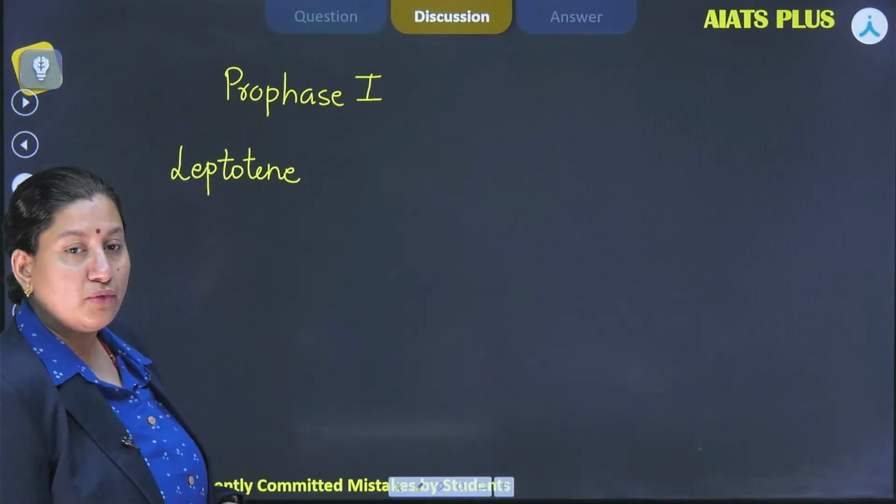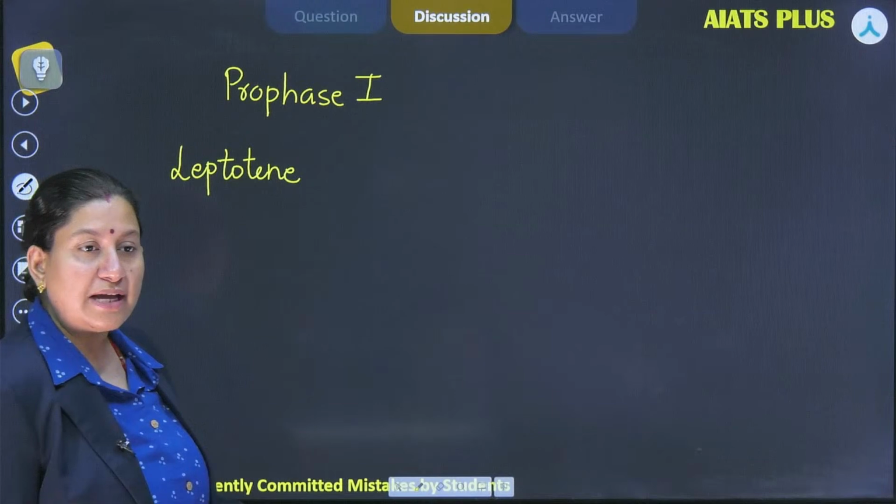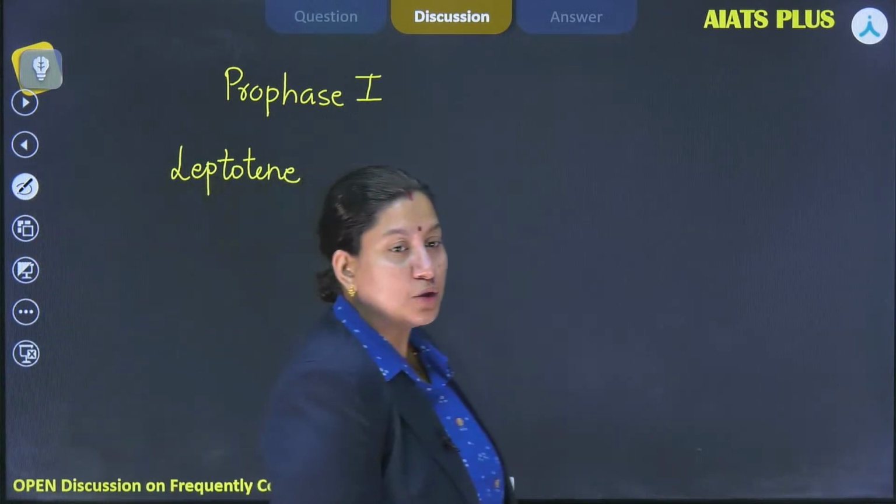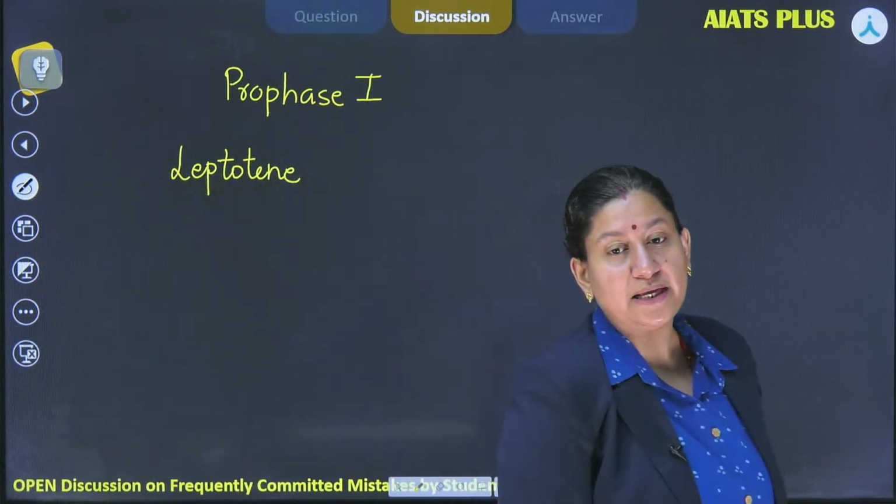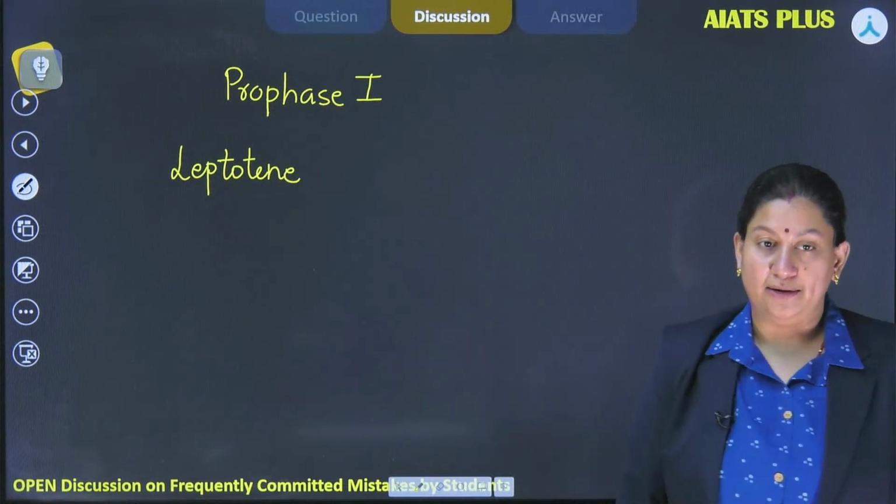So why is the fourth one wrong? In the previous question, that one is wrong because the equal distribution is going to be observed in meiosis as well, right?